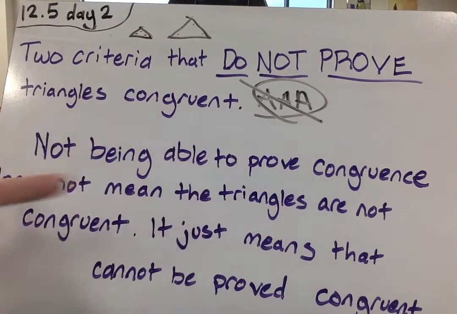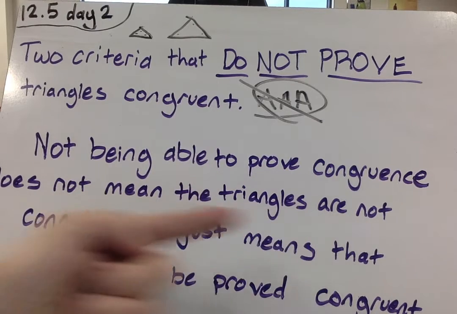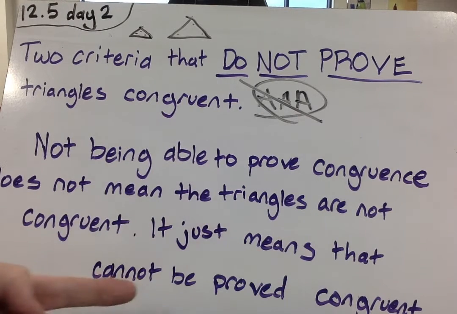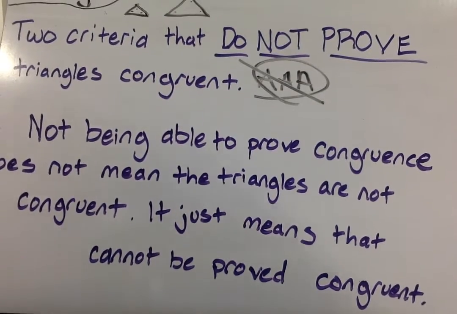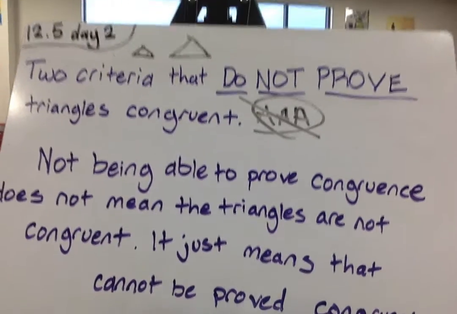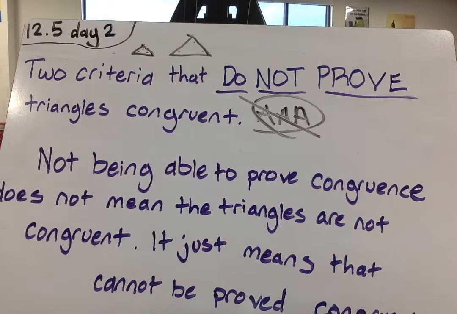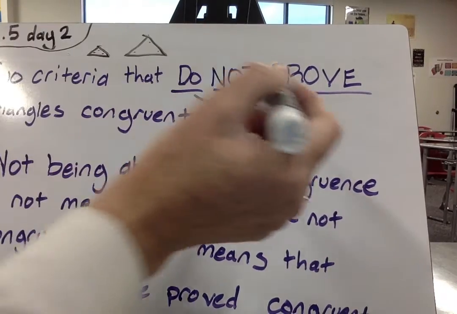Not being able to prove congruence does not mean the triangles are not congruent. It just means that it cannot be proved congruent, okay? So the other one, besides angle, angle, angle, is side, side, angle.